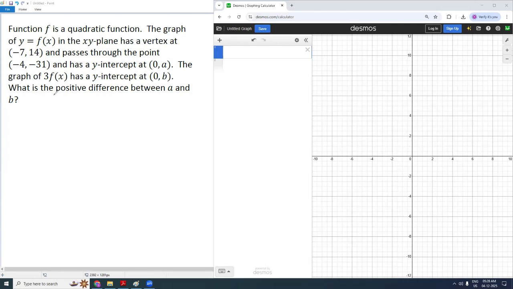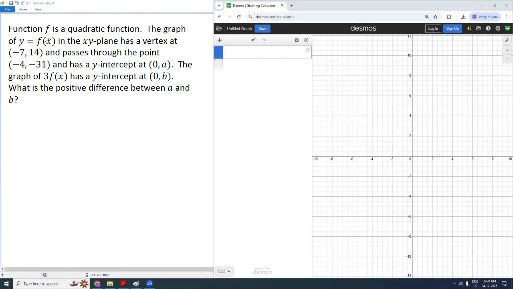Okay, to get the positive difference between a and b, we need the y-intercept of the graph of the given function f of x and also the y-intercept of another function 3 times f of x. They are 0, a and 0, b. Once we get these 2 points, we can know the values of a and b and we can get the positive difference between a and b.